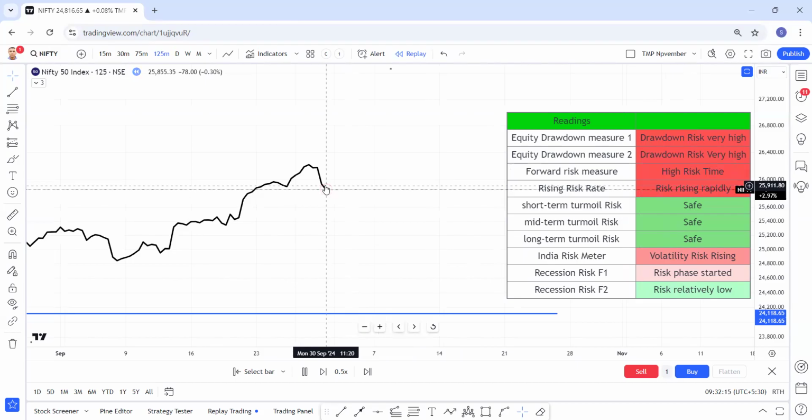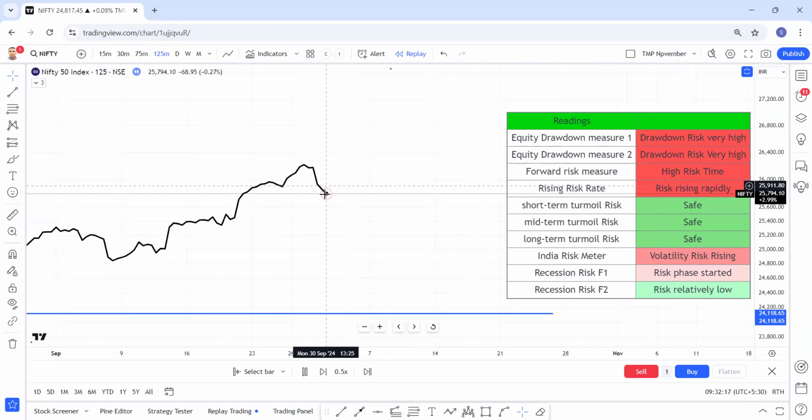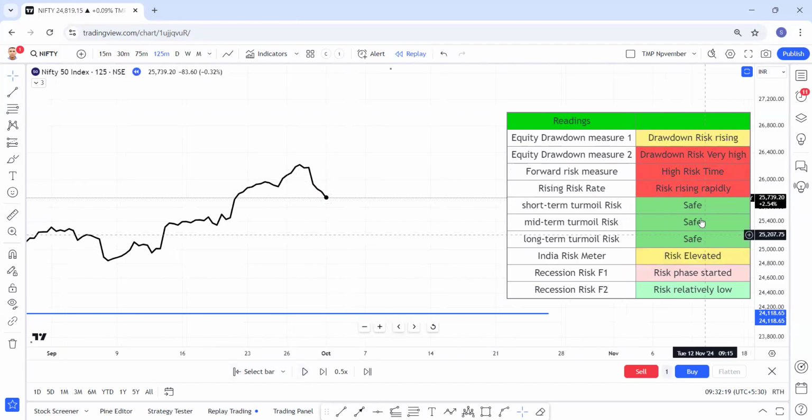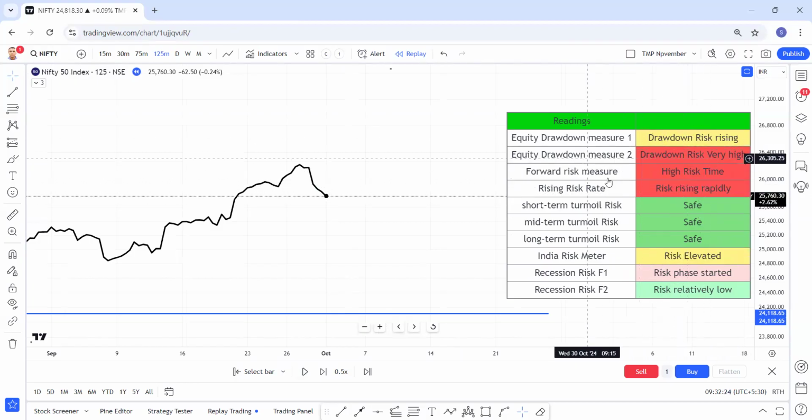It's almost 25,911. Now this is what I'm talking about. When 4 of the quadrants are turning red, fully red, it is best to avoid trading at that. So every great mentor before us said we have to know when not to trade. So when the risk is elevated, we have to know when not to trade.